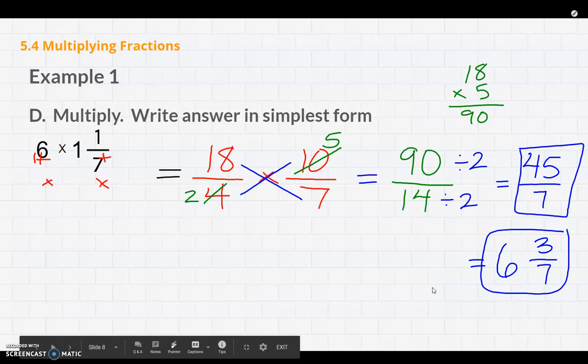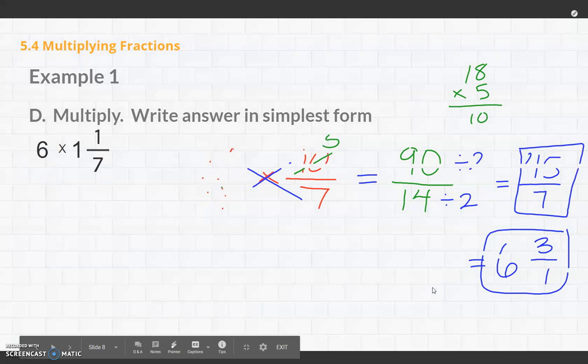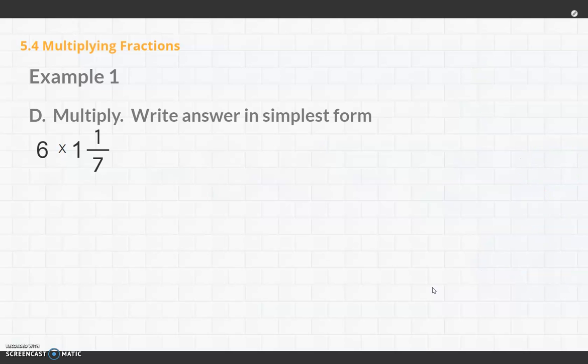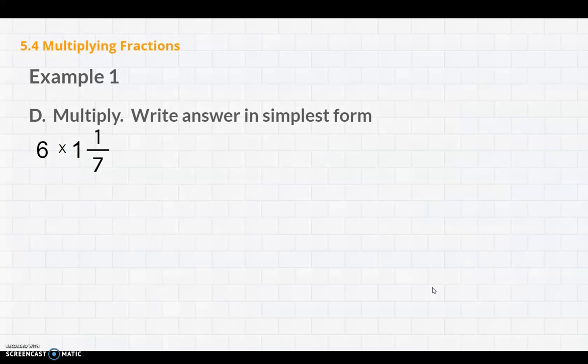And I just have one last example here. 6 times 1 and 1/7. Now this example is different from the rest because now I just have a whole number in my problem here. And when you have a whole number, you need to change that into a fraction. The way that you change that into a fraction is very simple. You just put it over 1. Because dividing anything by 1 does not change the value. 6 divided by 1 is still 6.